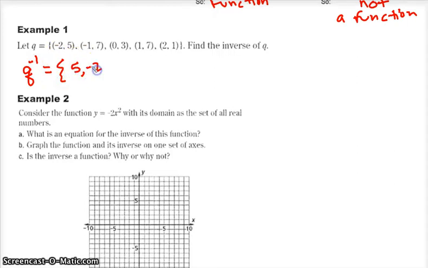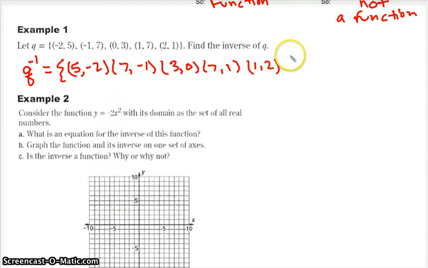5, -2 for my first point, 7, -1 for my second point, 3, 0, 7, 1, and 1, 2.